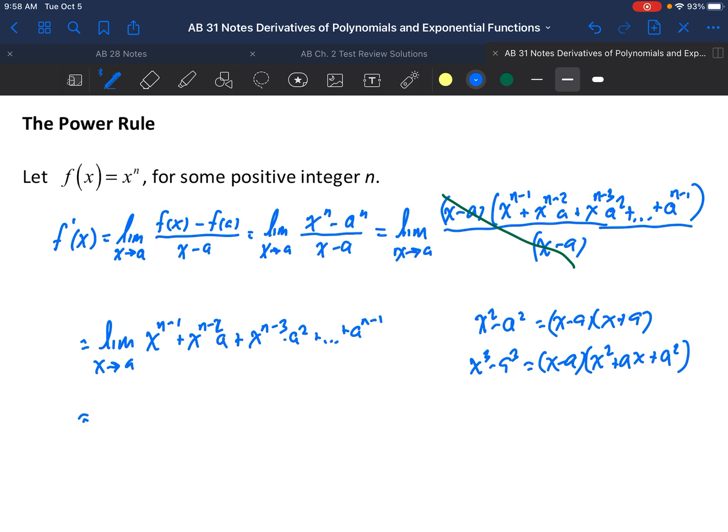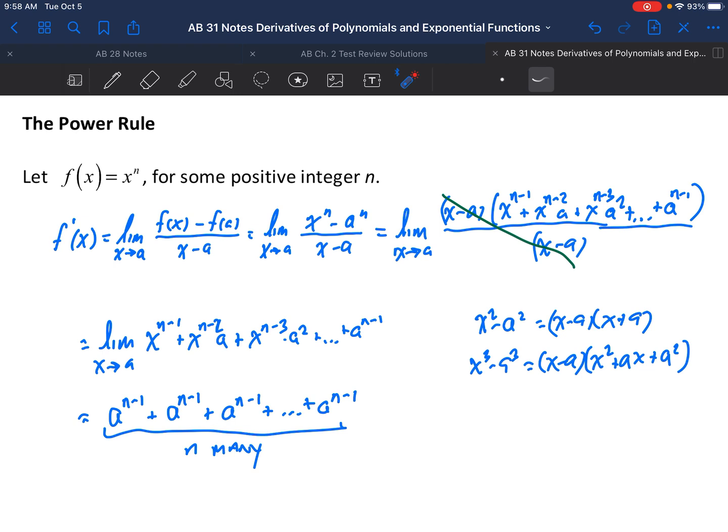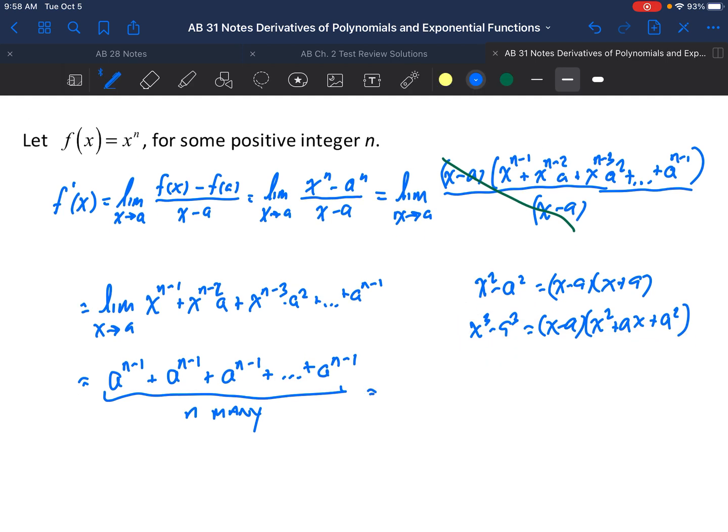If everything becomes an a, it's a to the n minus 1 plus a to the n minus 2 times a is a to the n minus 1, plus a to the n minus 1, plus all the way to a to the n minus 1. There are n many of those. And we can see that, whereas we had x squared minus a squared, there were 2 terms. x cubed minus a cubed, we get 1, 2, 3 terms. Collecting those, there's n many a to the n minus 1.